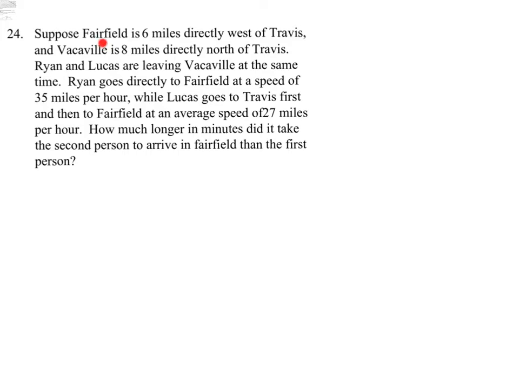They're telling you that Fairfield is directly west of Travis, just like it is in real life, and Vacaville is 8 miles north, just like it is in real life. It's not really 8 miles. The distances are different, but the directions are correct. So let's just sketch this out. If we were to sketch this out, it would look something like this.